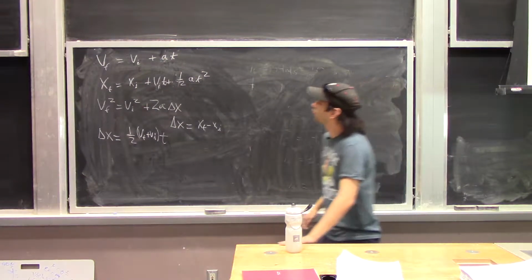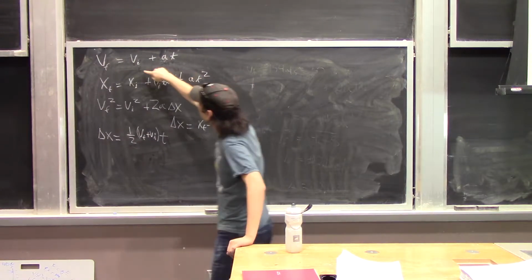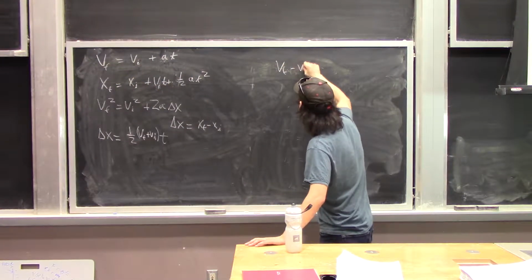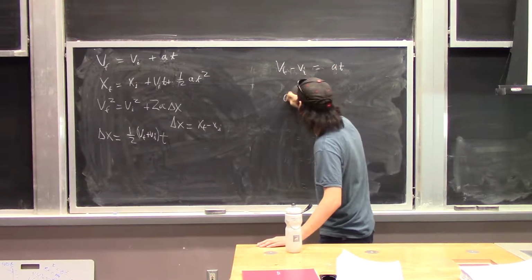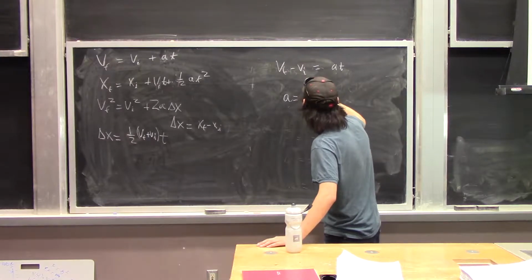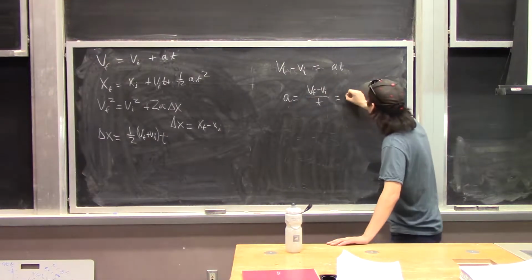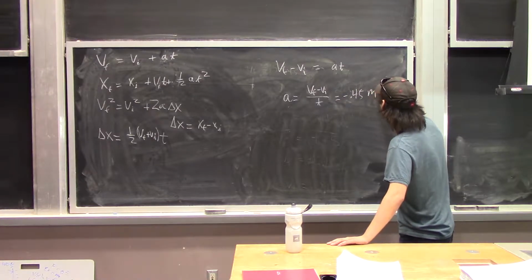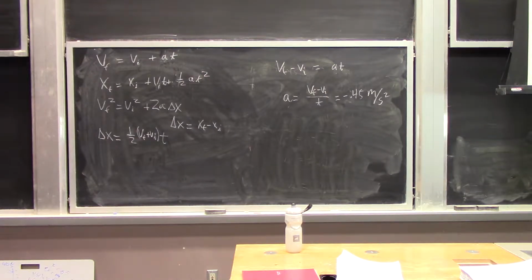If I want to solve the first equation for the acceleration, I can move this initial velocity to this side. So I have vf minus vi is equal to at. Divide both sides by t, and so a is going to be equal to vf minus vi divided by t, and this is going to give me a value of negative 0.45 meters per second squared. Okay? Not too bad, right?